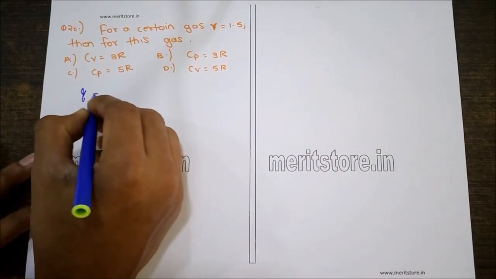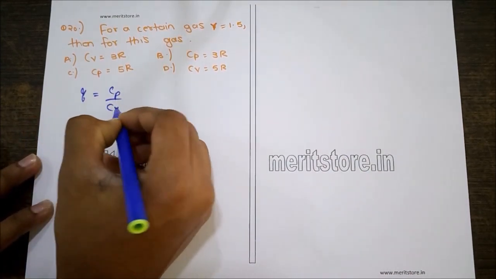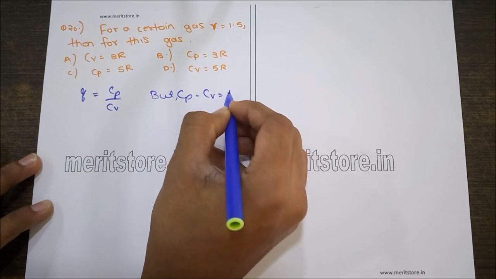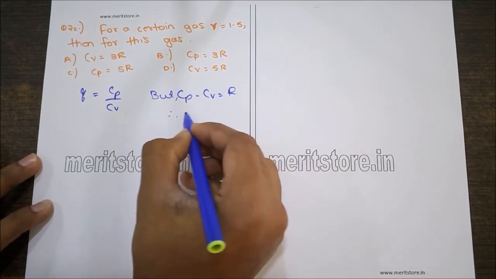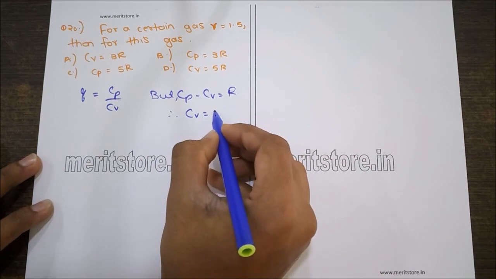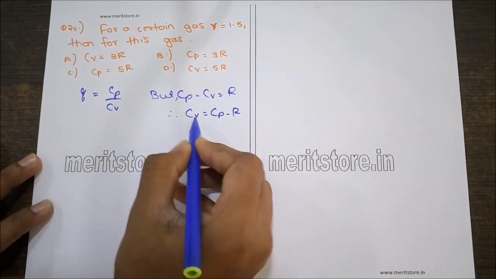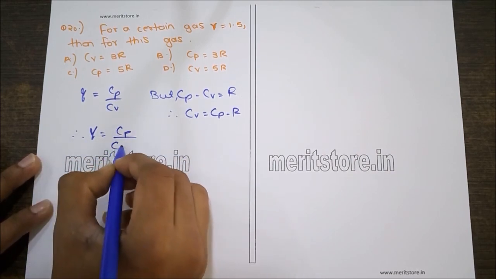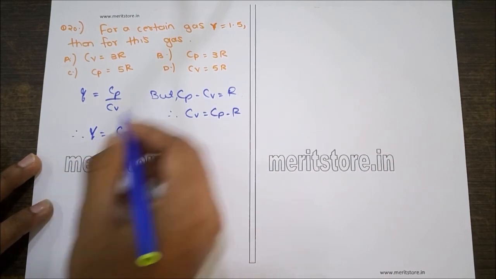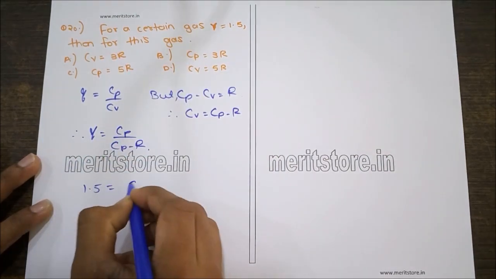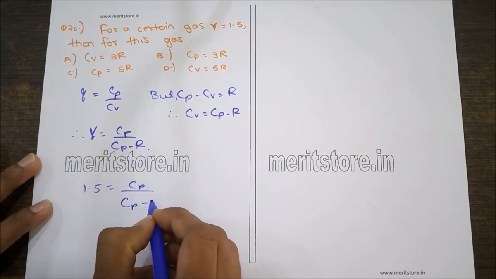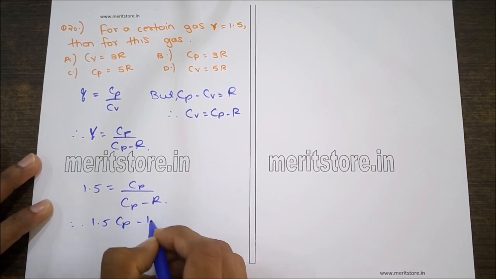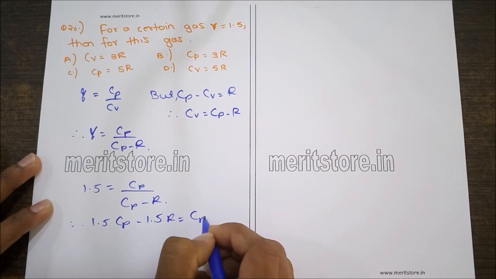The value of gamma is nothing but Cp upon Cv. But we also know that Cp minus Cv is equal to R. So let us write Cv is equal to Cp minus R. Substituting, we get gamma is equal to Cp upon Cp minus R. Gamma is given as 1.5, so 1.5 is equal to Cp upon Cp minus R. So 1.5 times Cp minus 1.5 times R is equal to Cp.